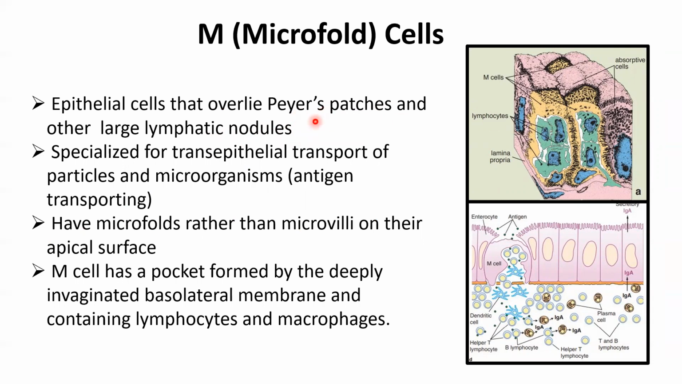They're specialized for transepithelial transport of particles and microorganisms, so the antigen transporting cells. They have microfolds, not microvilli, on their apical surface. Again, you cannot identify those in the hematoxylin and eosin. It has a pocket formed by this deep invagination. So if you look at these cells, this is how they look. They have this pocket, making this invagination inside the cells on the basolateral membrane, which is the lower and side membrane, containing lymphocytes. Lymphocytes from the lamina propria will actually migrate to this invagination.